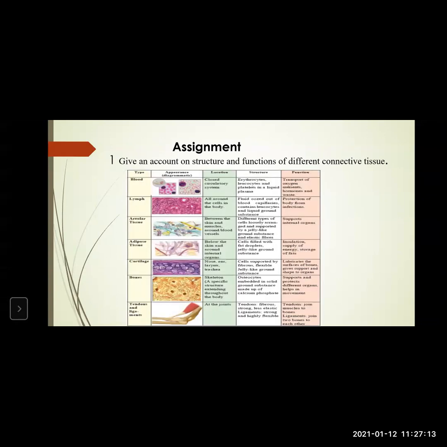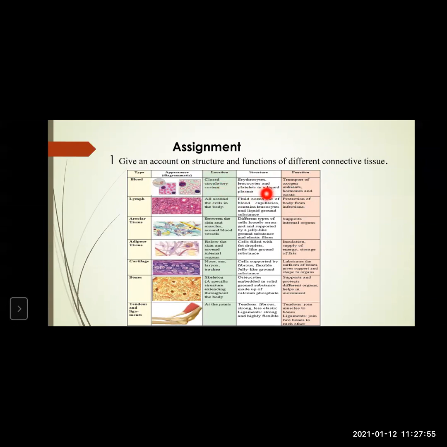So basically this is a chart about the type, location, structure and function of your connective tissues. You can just take a screenshot so that you can complete it in your book, or it is also given in your textbook from where you can copy it down. Remember, in this part especially, you have to remember these 4 things, that is type, location, structure and function.